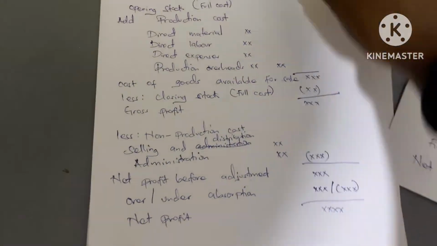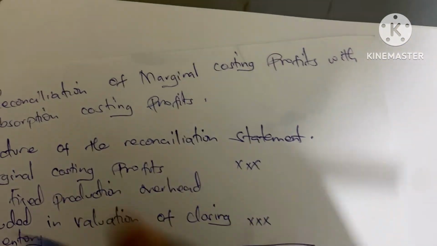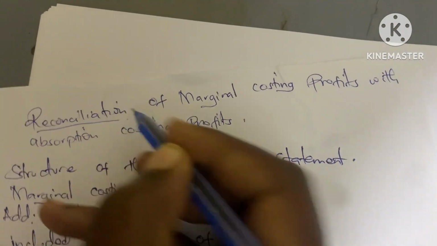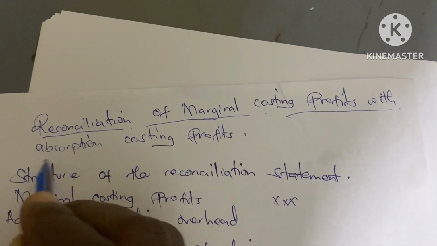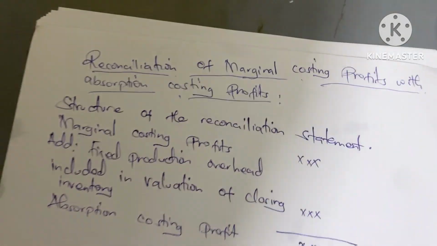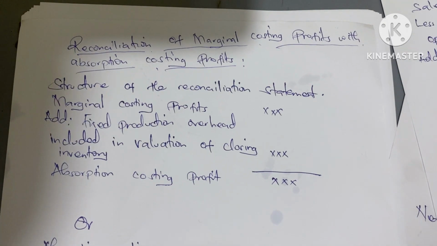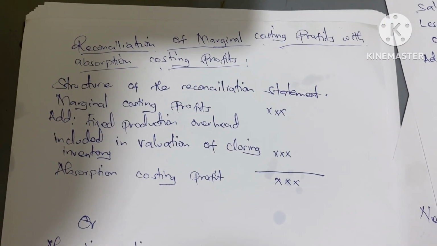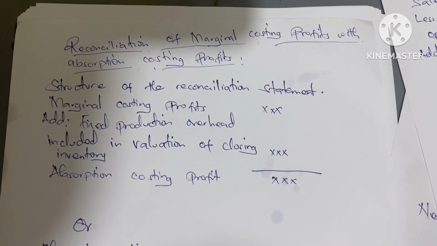So we also have what we call the reconciliation. Reconciliation of marginal costing profits with absorption costing profits. You'll have to confirm whether the things that you've done are correct or wrong. You can only do this by reconciling marginal costing profits with absorption costing.